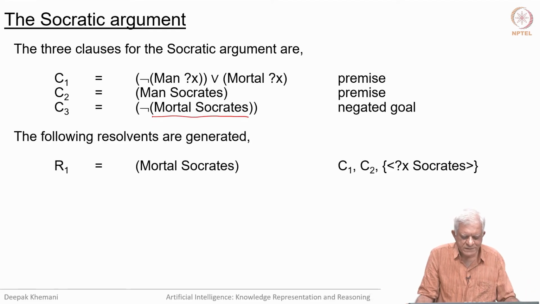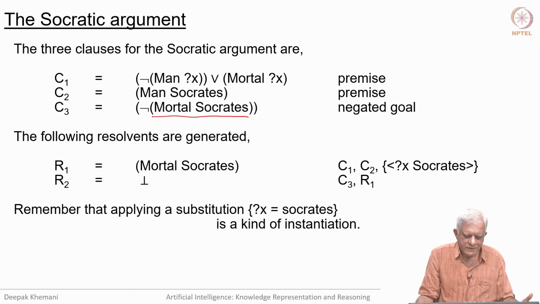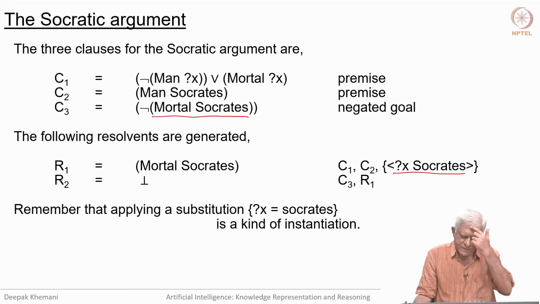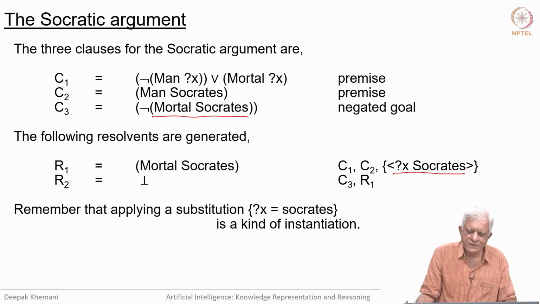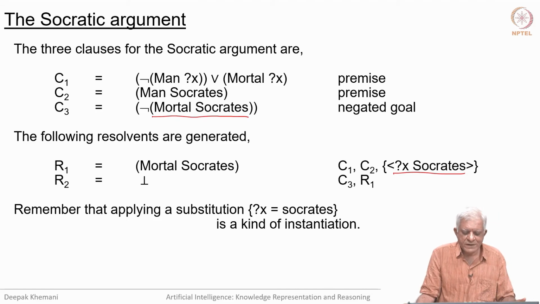After that, it is just a small process here. From C1 and C2, we can generate mortal Socrates by saying that x is replaced by Socrates. That is what we wanted, but because we are using the resolution refutation method, our goal now is to derive the empty clause, and that is straightforward here because we have the negation of the goal. We have already derived the goal in R1, and so R2 becomes the empty clause.